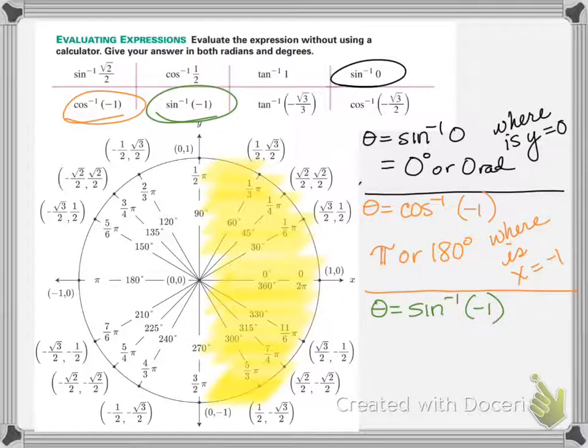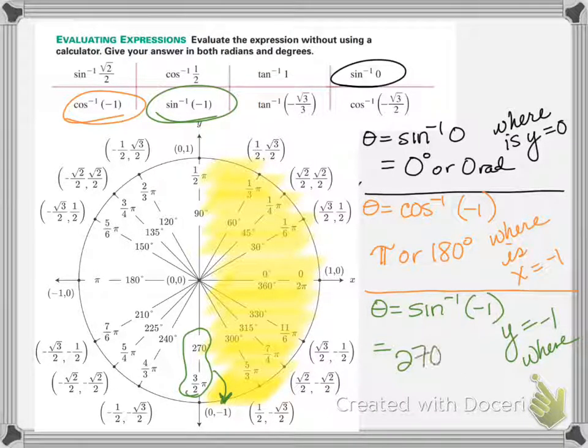And where is sine inverse going to be -1? Sine means y. Where is y -1? Okay, that's the question. What angle is giving us a y of -1? Well, there's our y of -1. And what was the angle? There's the angle. 270 degrees, or 3 pi over 2.